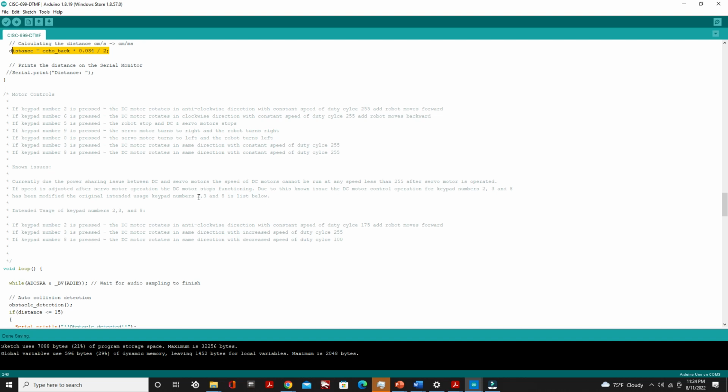currently changed the intended usage of keypad numbers 2, 3 and 8. Right now, I'm running the DC motor at a constant speed for keypad numbers 2, 3, and 8. The intended usage was to start the DC motor at a set speed of about 175 duty cycle, and with 3, I intended to increase the speed to 200, and with 8 I intended to decrease the speed to 100.